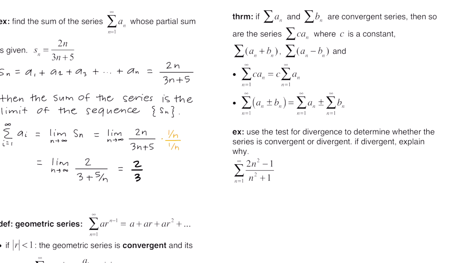The first one says if we have sigma of c times a sub n, you can pull the c to the front, and then you have sigma of a sub n. So if this is convergent, then this series times by c will also be convergent. And then another property is if you have sigma of a sub n plus or minus b sub n, then you can rewrite it as sigma of a sub n plus or minus sigma of b sub n.